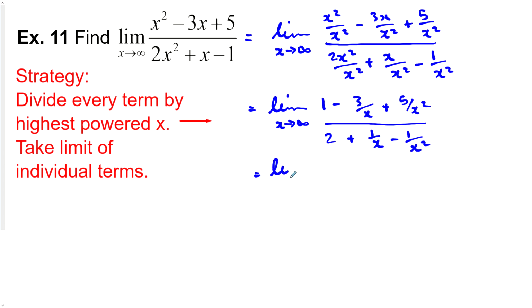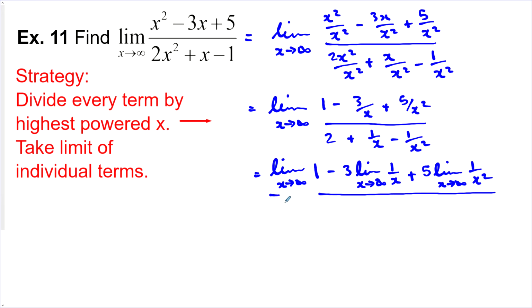So the limit as x approaches infinity of 1 minus, and the 3 is a constant, so I don't need it in there as well. I'm going to take it out, so minus 3 times the limit as x approaches infinity of 1 over x, plus 5 is also not affected by this limit, so I can just set it aside and let the limit do its thing here, and then I'll multiply by 5 after. So this would be 1 over x squared.